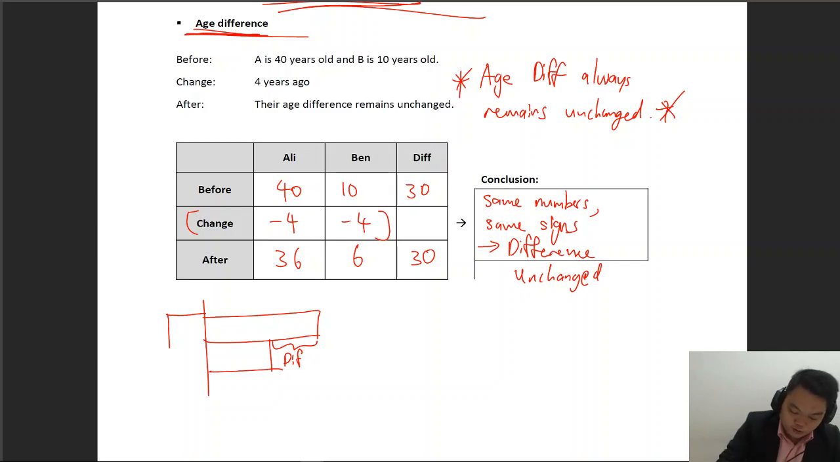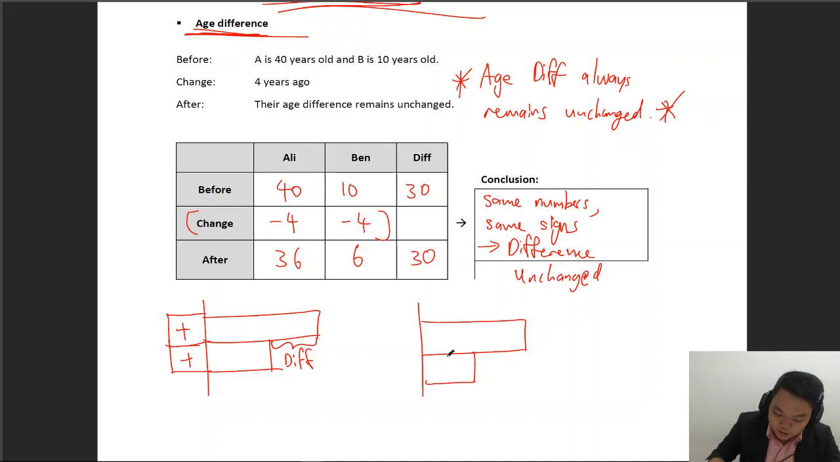So if you are adding on the same number, you can either do it here and here, or what we prefer to do to make it more visually impactful is to put that same change over here, and then your difference will not move. If you are to take away the same amount, this is your difference. If you remove these two portions equally, you will see that the difference still doesn't change.